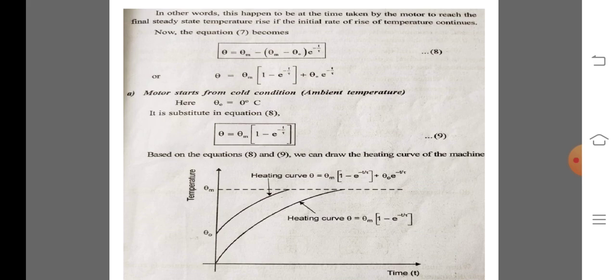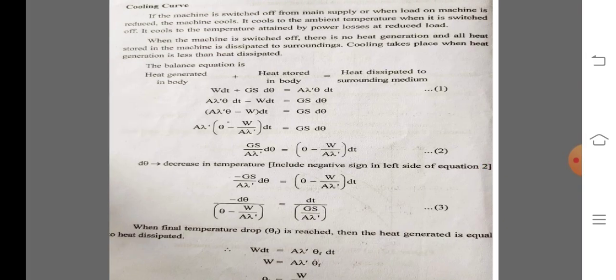Come, let's go with the cooling method. This is the formulation of the cooling method. It has heat generated in the body plus heat stored in the body equal to heat dissipated to the surrounding medium. As I told you in the heating curve explanation, the heat generated in the body is W dt, the heat stored in the body is Gs d theta, and the heat dissipated to the surrounding medium is A lambda dash theta into dt. All this derivation comes from the heating curve derivation.